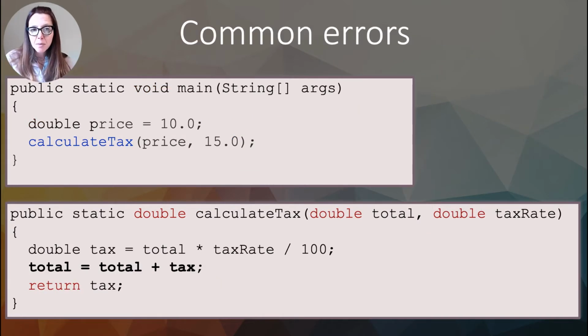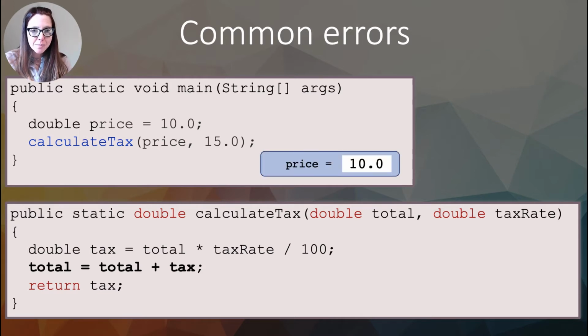So there are some common errors that we have to be mindful of. First of all, let's take a look at our main method. In it, we can see that we create a double variable named price, and it's initialized to 10.0. Then we pass that variable price to our method calculate tax.